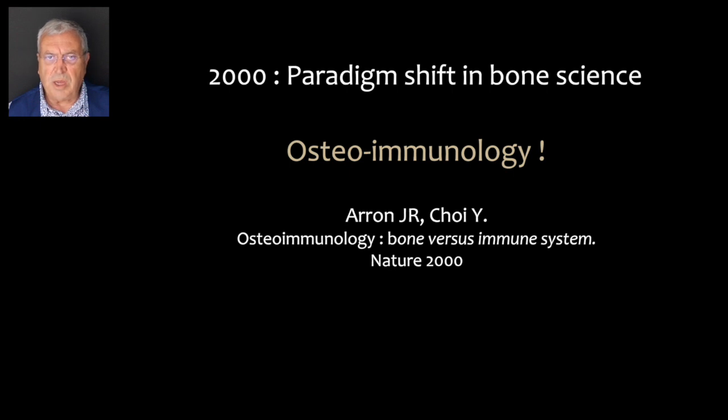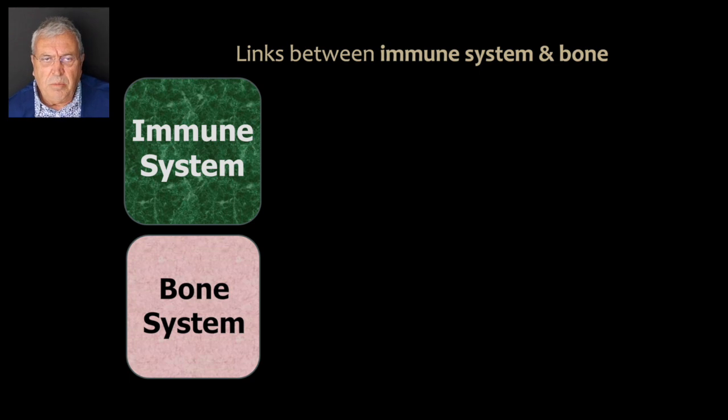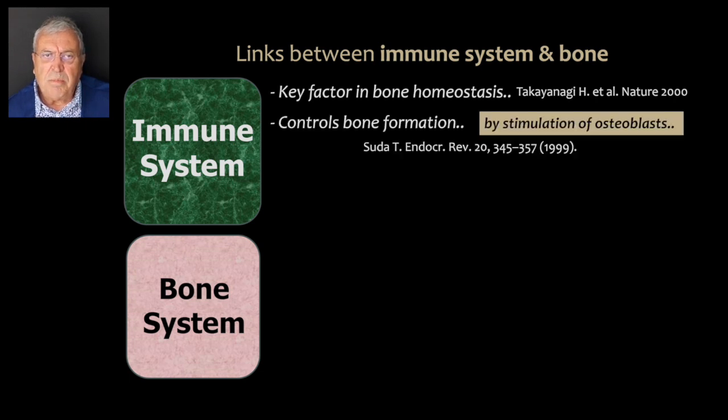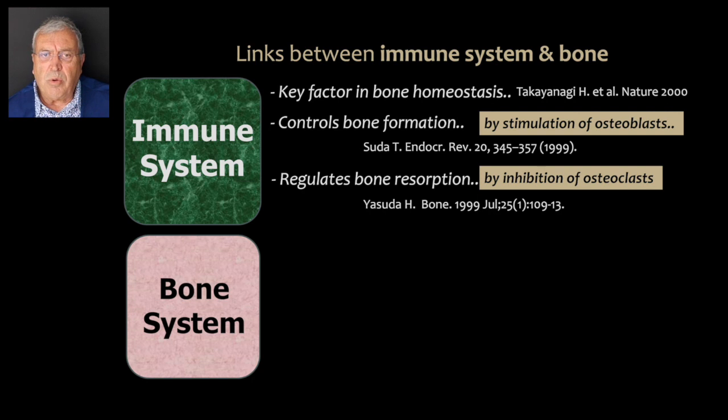Aaron and Choi came to publish on osteo-immunology, meaning the immune system and the bone system are very close. What is the relation between them? The immune system is the key factor in bone homeostasis. It controls bone formation by stimulation of osteoblasts, and it regulates bone resorption by stimulation of osteoclasts.